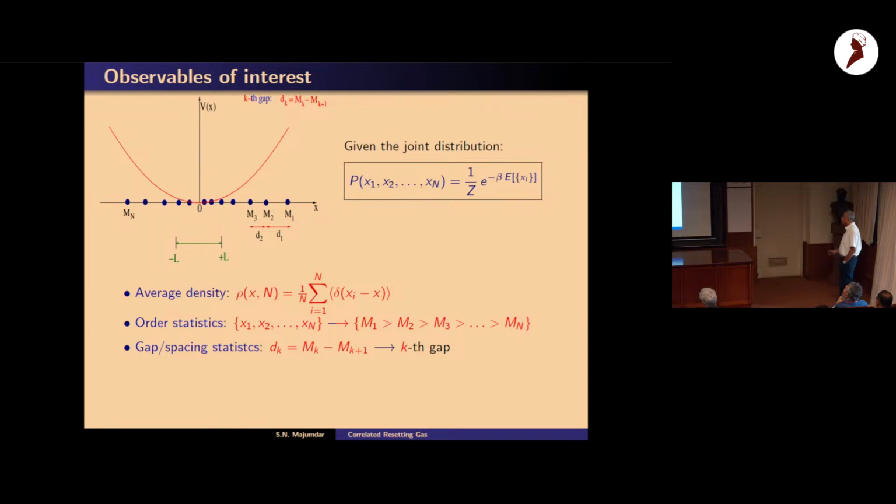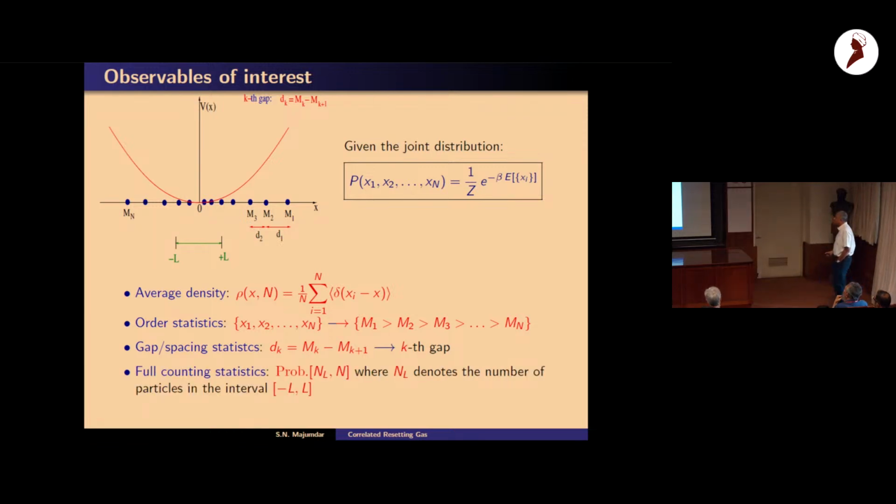And then you can ask about the gap statistics. That means the spacing between the particles. So for example, the spacing between the first particle and the second particle is D1, then D2, etc. So what are the statistics of these spacings given this joint distribution? Okay? So this is called the spacing statistics.